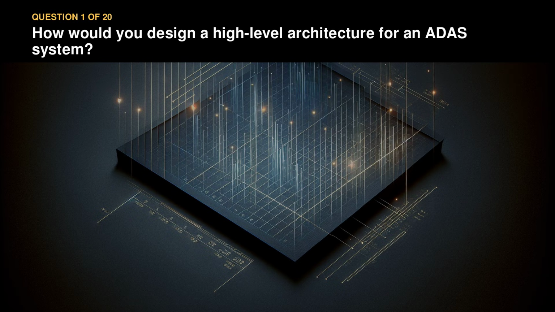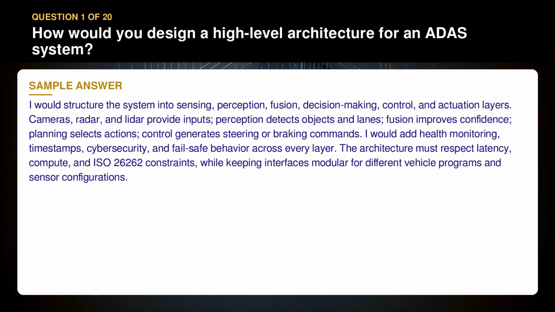Question 1. How would you design a high-level architecture for an ADAS system? I would structure the system into sensing, perception, fusion, decision-making, control, and actuation layers. Cameras, radar, and lidar provide inputs. Perception detects objects and lanes. Fusion improves confidence. Planning selects actions. Control generates steering or braking commands. I would add health monitoring, timestamps, cybersecurity, and fail-safe behavior across every layer.